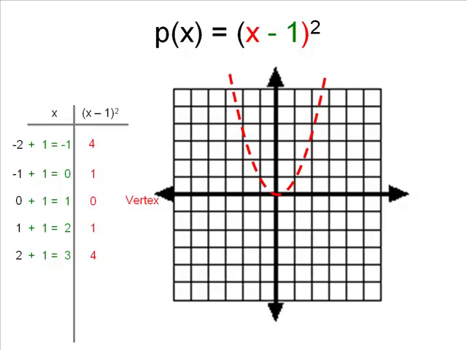Okay, now once we add 1 to each of our x values, the coordinates for our new graph are going to be -1, 4, 0, 1, 1, 0, 2, 1, and 3, 4. So now here is our new parabola shifted 1 unit to the right.